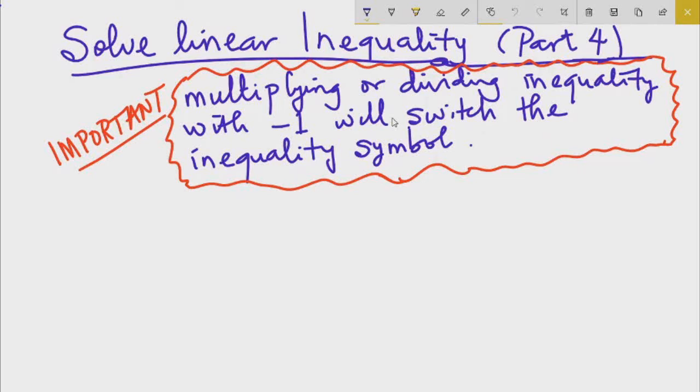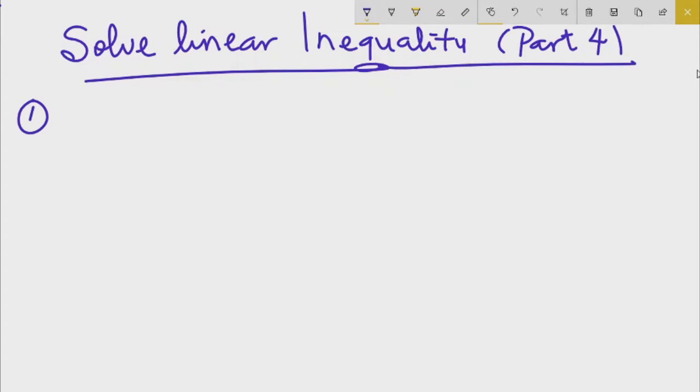In today's lesson, I will show you how to solve inequalities when you have a variable on both sides of the inequality. I will also show you different types of solutions that you can have. So example 1 is 3p minus 5 is greater than 2p plus p minus 7.